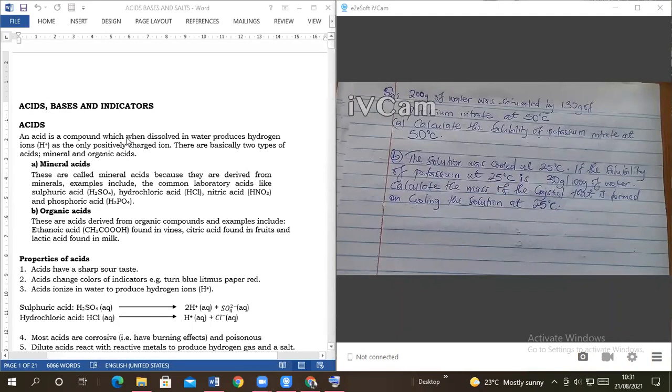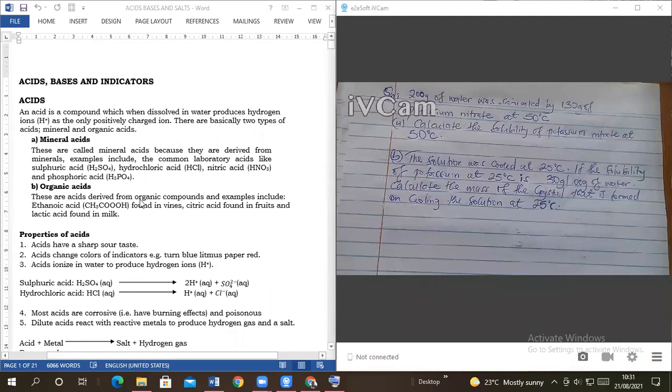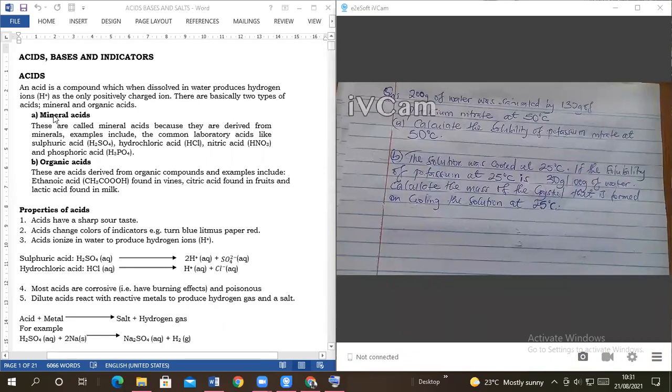In the first session, we are just going to revise acids and bases. Then in the next session, we shall look at salts, where we shall calculate something we are sharing on the screen. So here, if you produce hydrogen as the only positively charged ion, examples are sulfuric acid and hydrochloric acid. When they dissolve in water, they produce hydrogen ions and the other ions, which are a sulfate ion or a chloride ion. So examples are these.